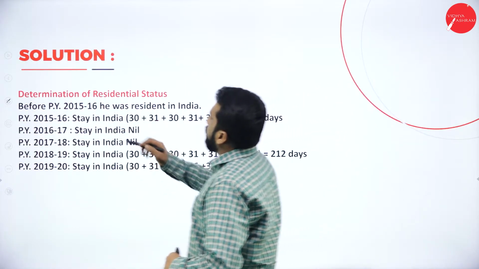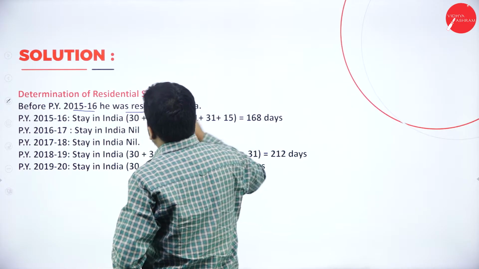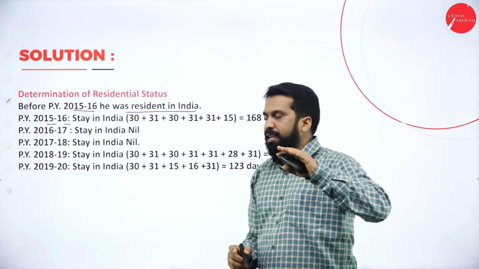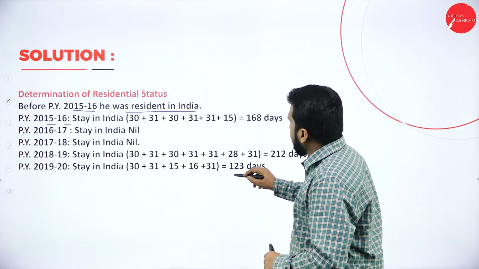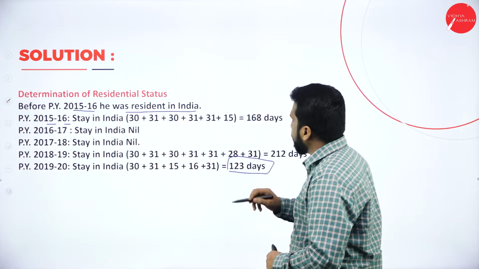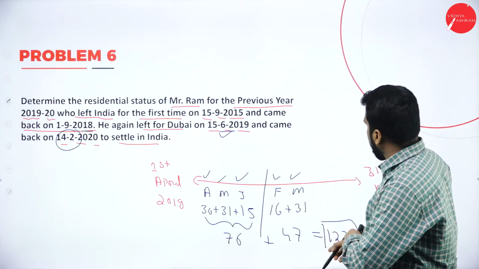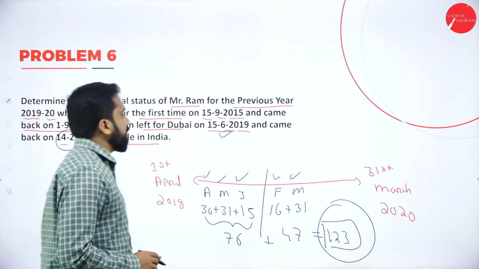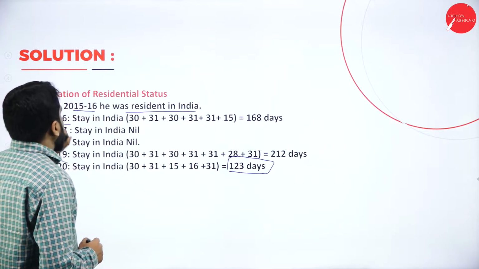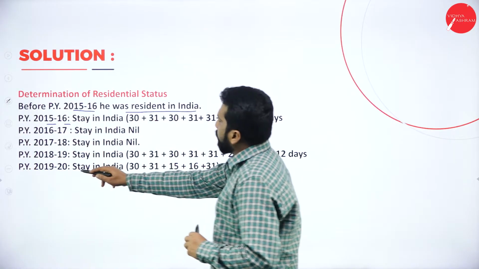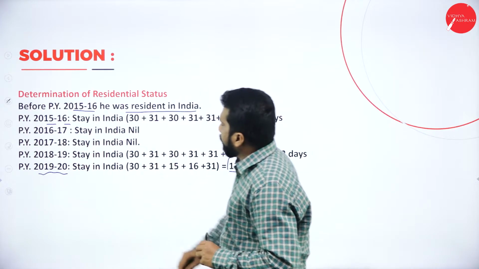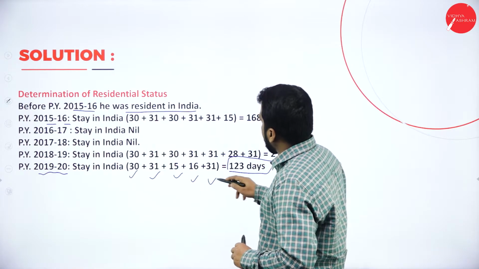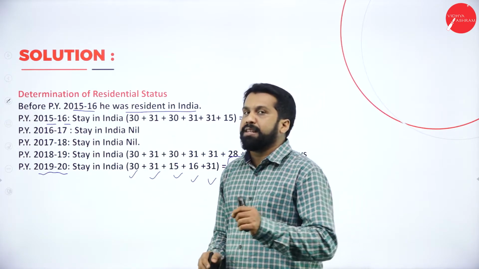As per this, before the previous year, he was resident in India for 15 and 16. So they have done everything. We have done only for 19 and 20. How many days? 123. As per our calculation, how many days? 123 days he was in India. Now, in the previous year 2019-20, he was there 31 days, 31, 15, 16, 31. He was there for 123 days.